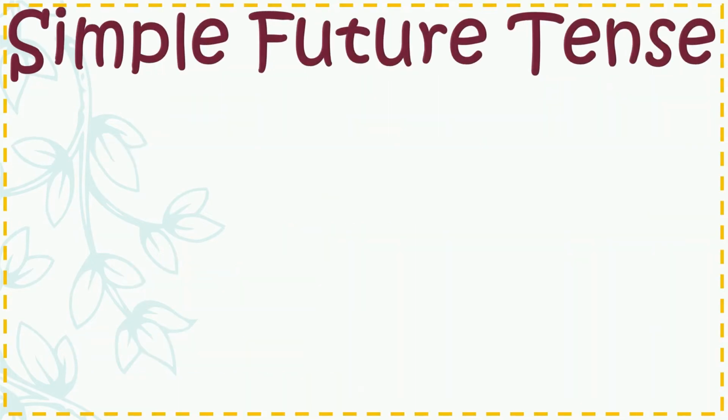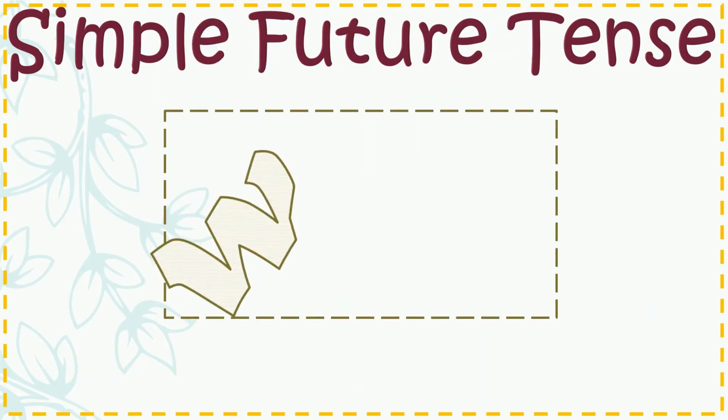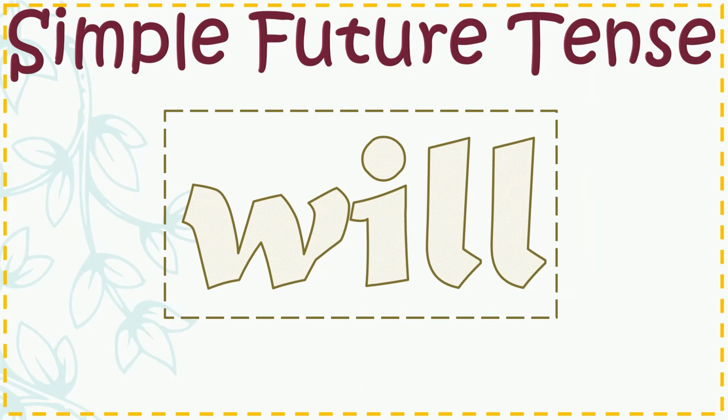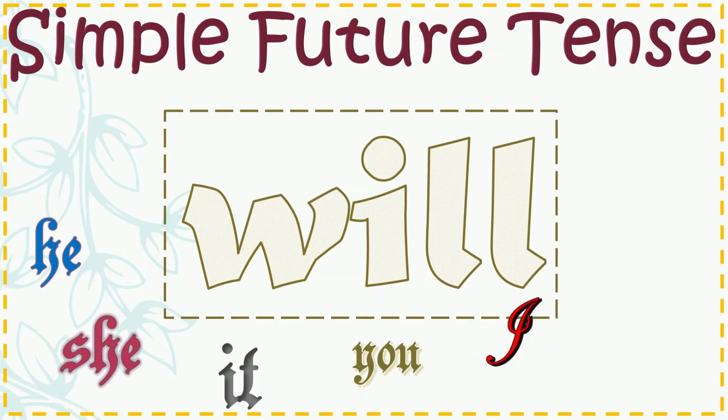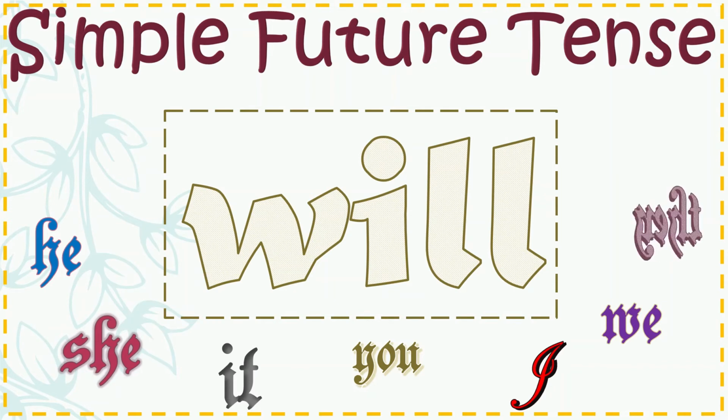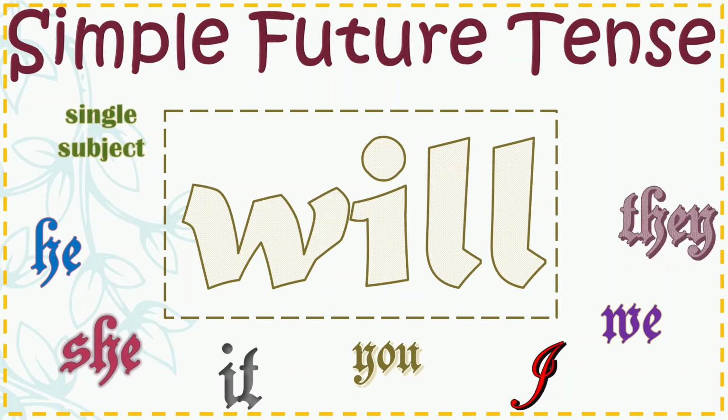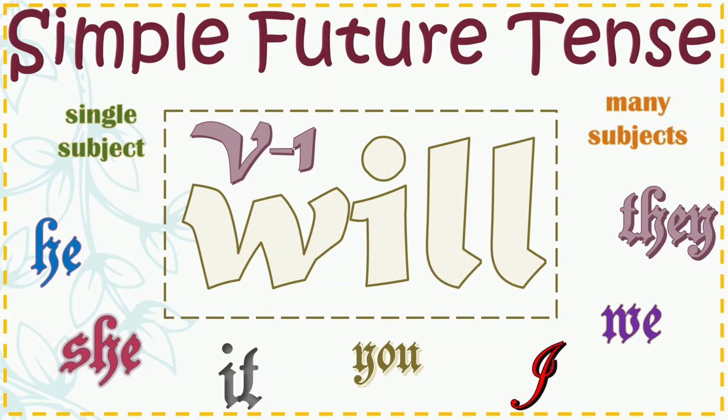That is why I keep on saying that simple future tense is the easiest tense of all, because there is only one helping verb that will make your whole tense future, and that is will. W-I-L-L, will. You are going to use will with he, she, it, you, I, we, they, which means no matter whether you are discussing a single subject or many subjects in a sentence, the helping verb which we are going to use is will. And not only will, even the form of verb will be the first one, the positive one. So to make any tense future, what you have to do is just use will and the first form of verb.